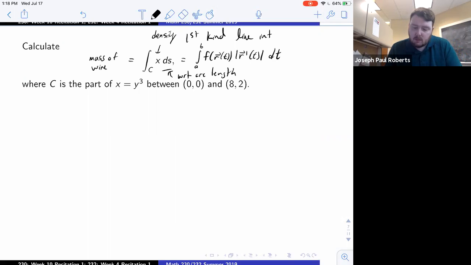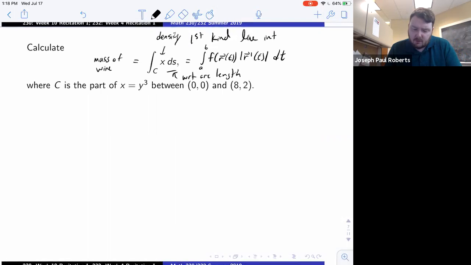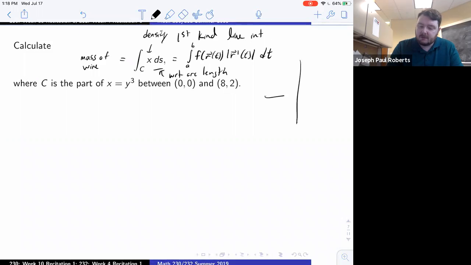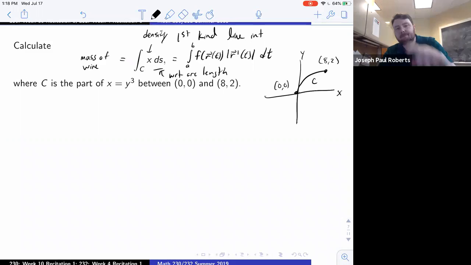All right, so let's think about how to do our r of t. One mistake I've noticed over the years is that a lot of times people assume everything is a line segment, and that is not the case at all. It says we're supposed to integrate along x equals y cubed from (0, 0) to (8, 2). So basically that's the cube root graph, y equals the cube root of x. This is our curve C that we're dealing with, so our wire is bent into that shape in the xy plane.